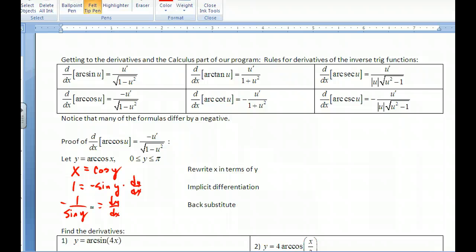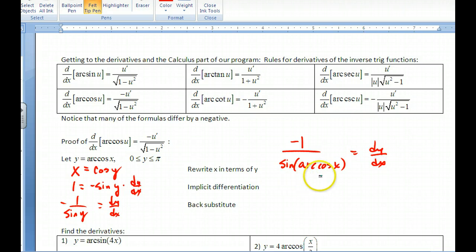Now I guess we could leave it like this, except we want this in terms of x, if we can. And so if I take this, the sine of y, y is the arc cosine. And so I'm going to get negative 1 over the sine of the arc cosine of x. I just replace this y, and here's my y here. And this is equal to dy dx.